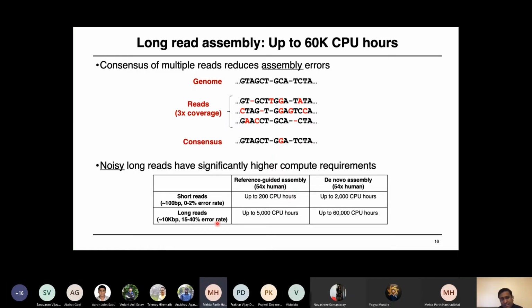It is because of this high error rate that the cost of assembling the reads using long reads is also very high. For example, it could take up to 5,000 CPU hours when a reference is used to guide the assembly, and up to 60,000 CPU hours when we do it de novo, without the benefit and bias of a reference sequence. And by reference sequence, I mean that we just align it to a single individual.